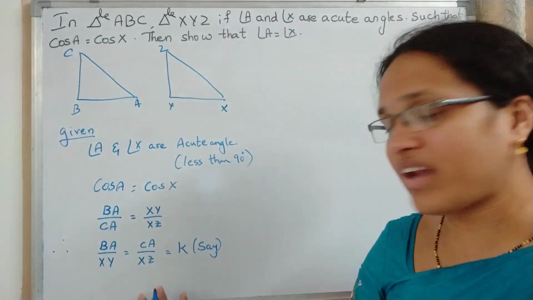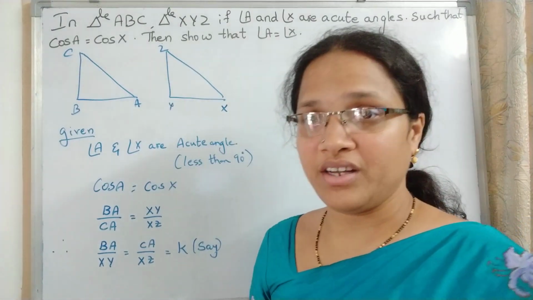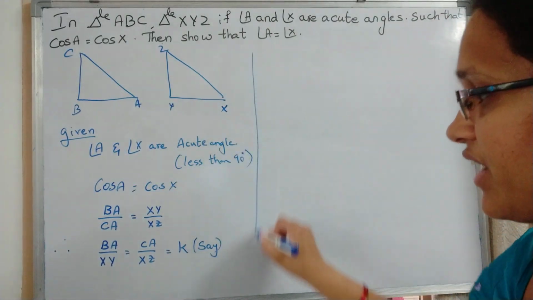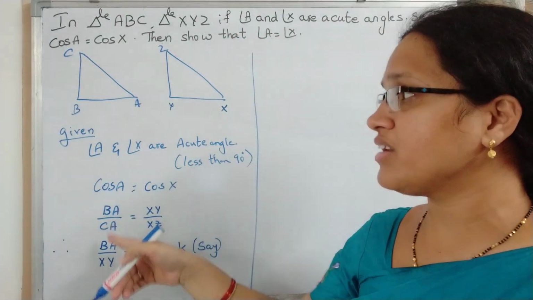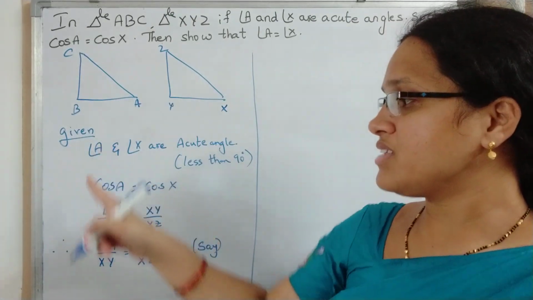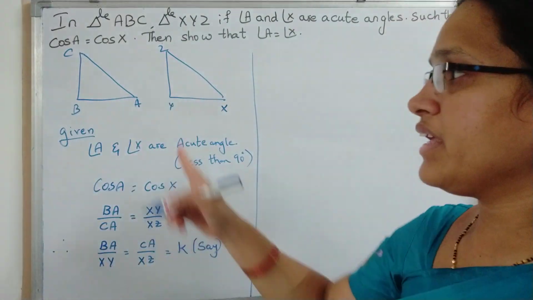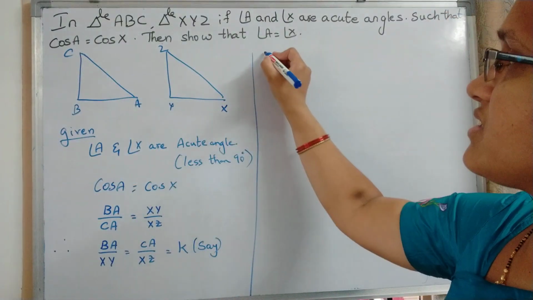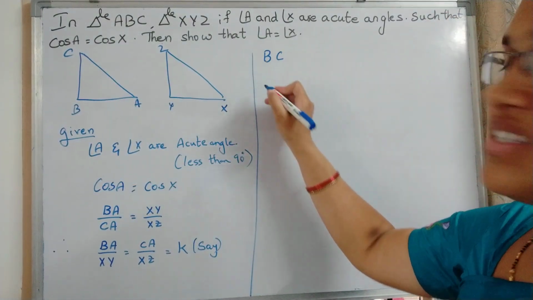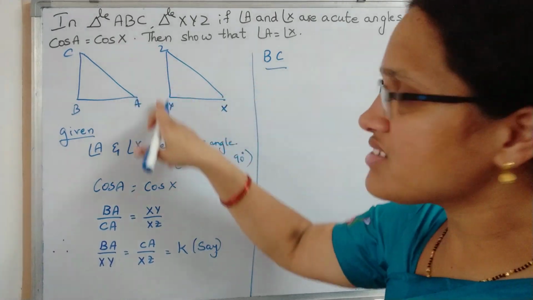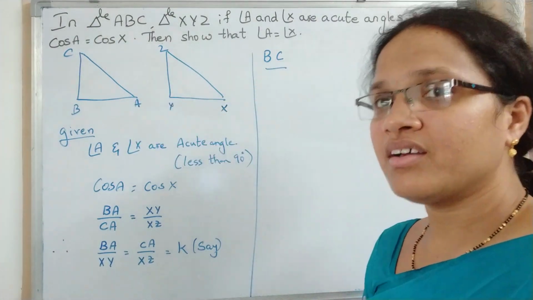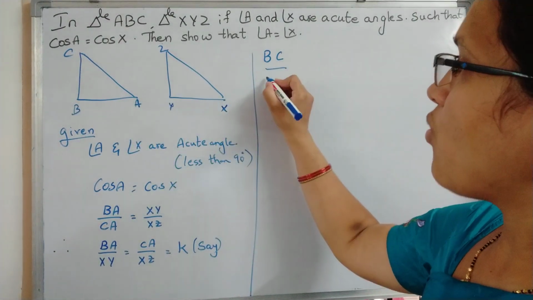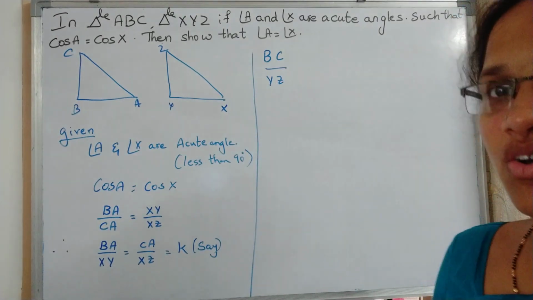Yes. Now after writing this, you have to find the third side of the triangle. What is the third side? What is not here? AB is there and CA is there, but BC is not there. Now let us take BC. And what is the other side which is not taken for the other triangle? YZ.